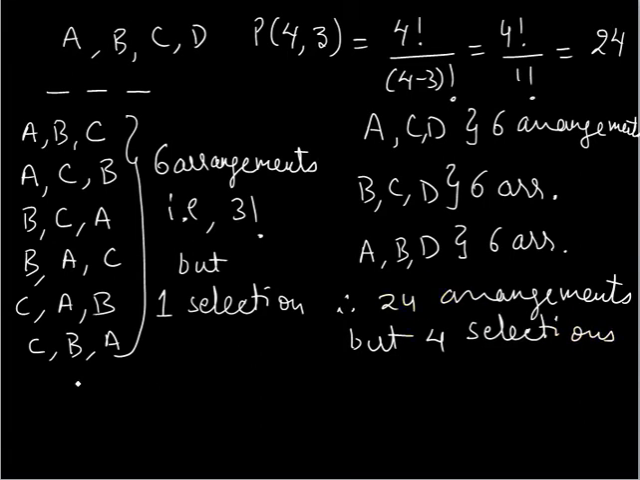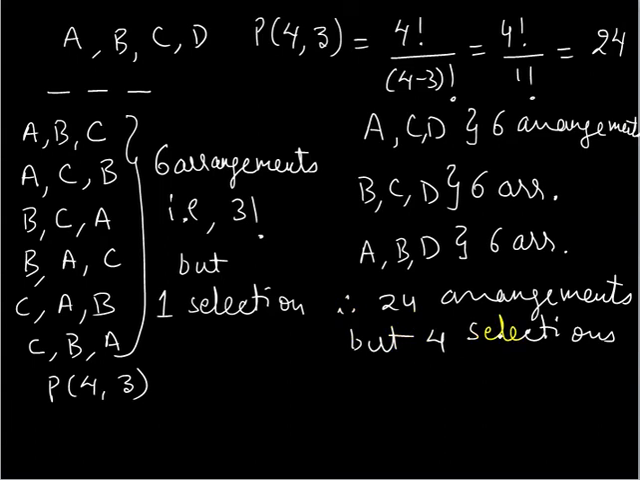These 24 arrangements are obtained when we arranged 4 different people at 3 places. Let us try to understand in terms of these selections. You can see we have 4 selections, and in each of these 4 selections there are 6 arrangements, that means 3 factorial arrangements. So if these selections are multiplied with the number of arrangements they result into, I think we should get the total number of permutations.